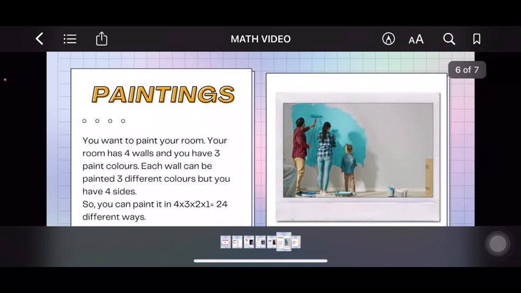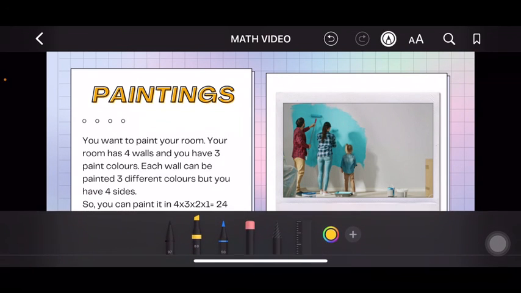So lastly, we will go for painting. So you want to paint your room. Your room has 4 walls and you have 3 paint colors. Each wall can be painted in a different color, but you have 4 sides because the room has 4 walls, right? So you can paint it in 4 times 3 times 2 times 1, which equals 24.